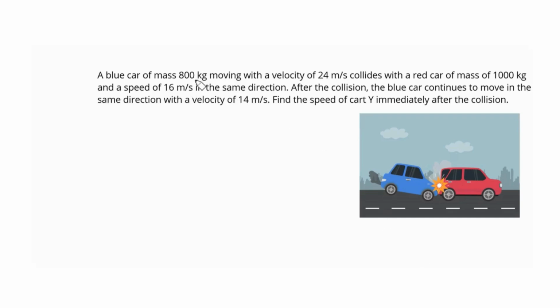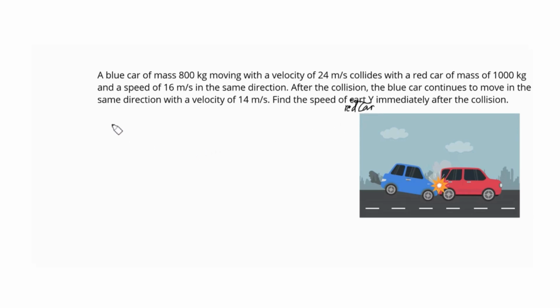Next question: the blue car of mass 800 kg is moving with a velocity of 24 meters per second, collides with a red car of mass 1000 kg and a speed of 16 meters per second in the same direction. After the collision, the blue car continues in the same direction with a velocity of 14 meters per second. What is the speed of the red car? That should say red car.